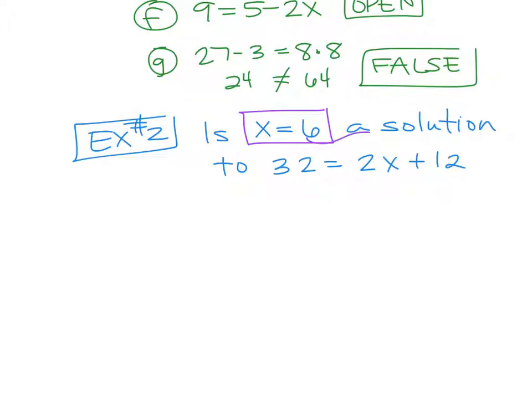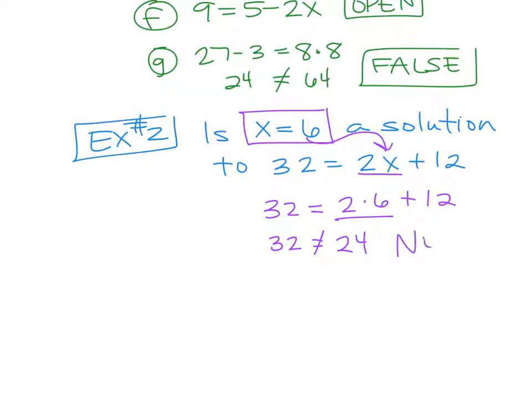So if I plug this in, it's going to be 32 equals 2. What operation are we doing between the 2 and the x here? We're multiplying, so 2 times 6 plus 12. What's 2 times 6 plus 12? It is 24. Okay, so this is saying 24 equals 32, which it doesn't. So is x equals 6 a solution? No. The answer would be no. Okay, that doesn't work out.